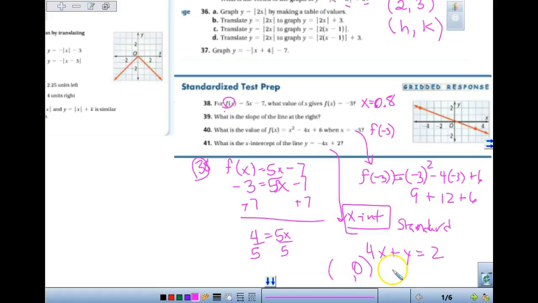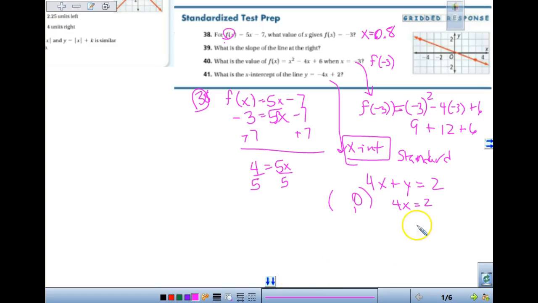Y is 0, and I don't remember, is it c divided by b or c divided by a? Replace y with 0, and you'd have 4x equals 2. And if 4x equals 2, x is equal to 1/2, right? 0.5, 1/2, however you want to leave that. Okay?